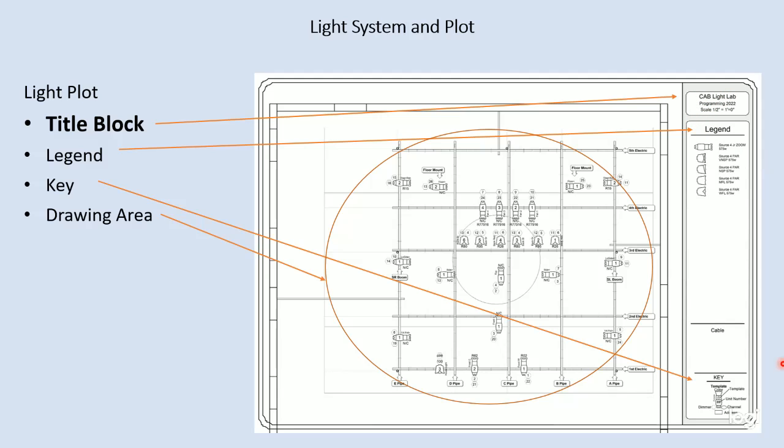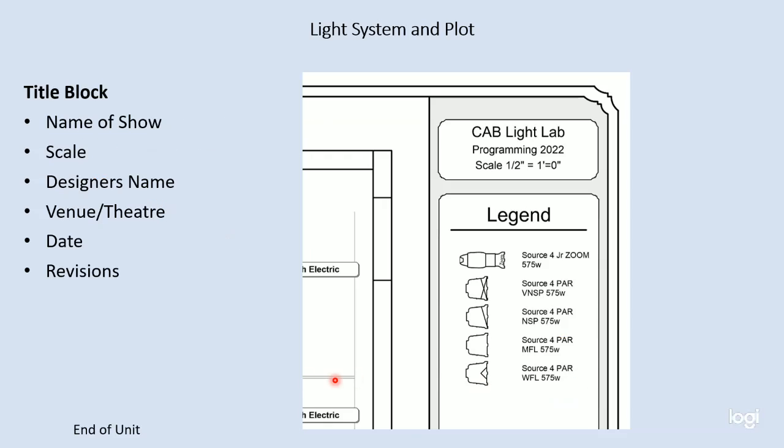They're usually pretty easy to find, right? They're not hidden. And inside of the title block, you'll have the name of the show, right? In this case, it's the Cab Light Lab plot, and it's also associated with the programming class of 2022.